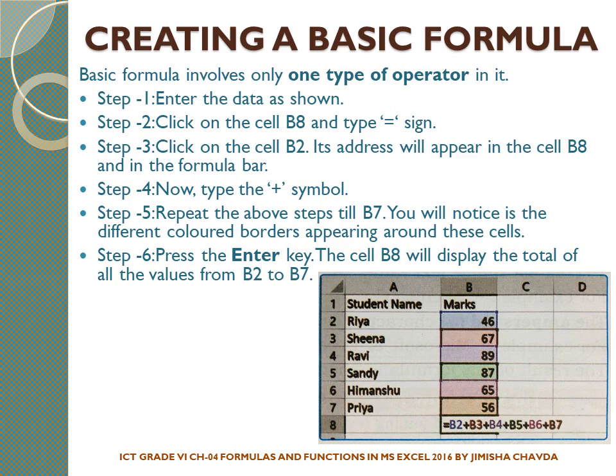Step 4. Now type the plus symbol. Step 5. Repeat the above steps till B7. You will notice that different colored borders appearing around the cells. Step 6. Press the enter key. The cell B8 will display the total of all the values from B2 to B7.